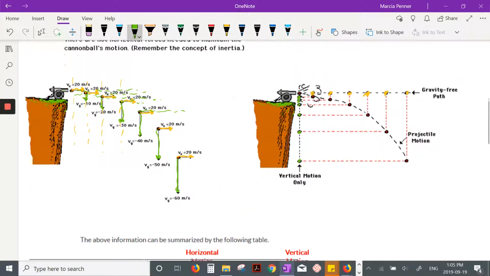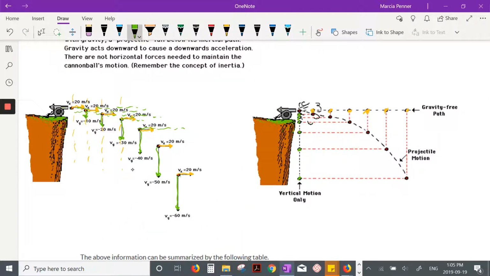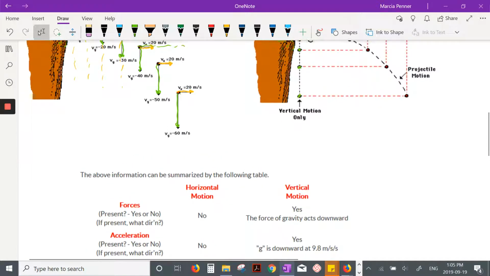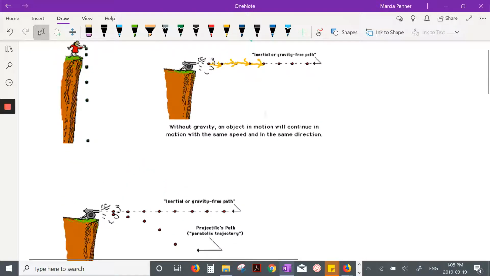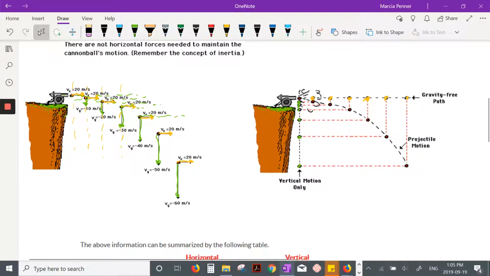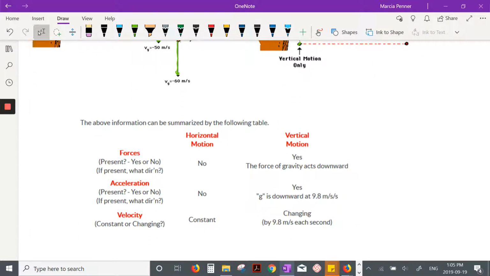So if we look at this labeled diagram here, if we look at the Vx, which is the horizontal component, it's saying 20 meters per second all the way along its horizontal trajectory. When we look at the vertical motion, and again, that's represented in the image here with the girl dropping her ball down the edge of the cliff, is there a force at work? And yes, in this case, there is. There's the force of gravity, which is acting downwards.